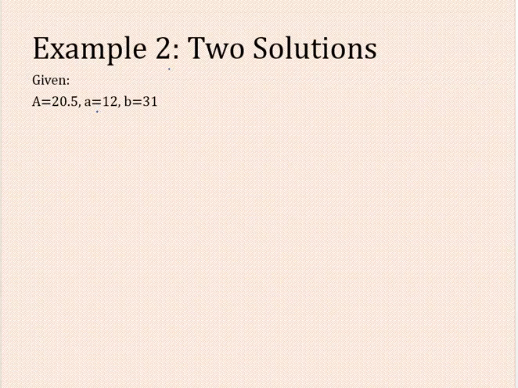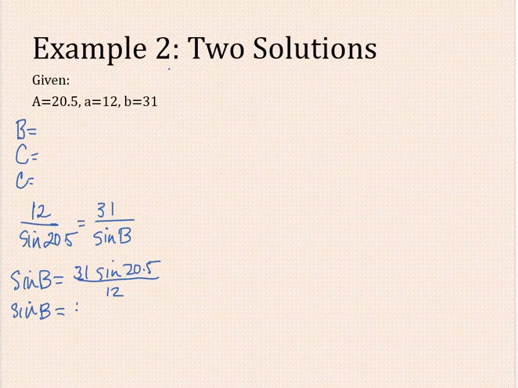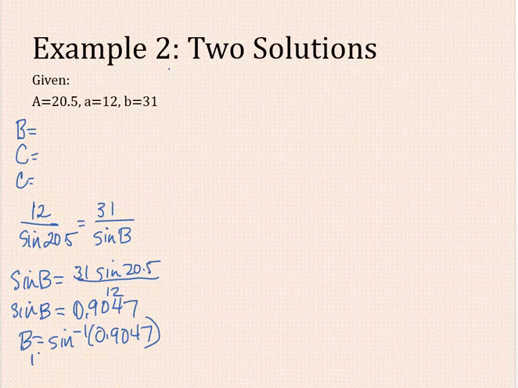Okay, A is this, little a is this, little b is this. So we have to start by finding big B, like we did before. And we're going to have to find big C and little c. So 12 over the sine of 20.5 equals little b over the sine of big B. When I cross multiply, I get a number less than 1, which is great. And so I do the inverse sine. So I find out that big B is 64.78.